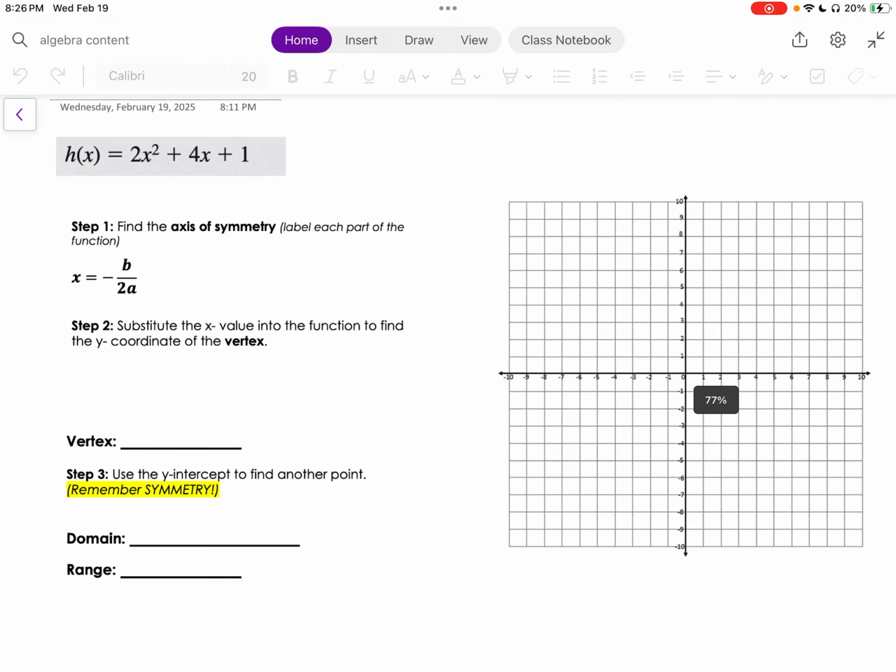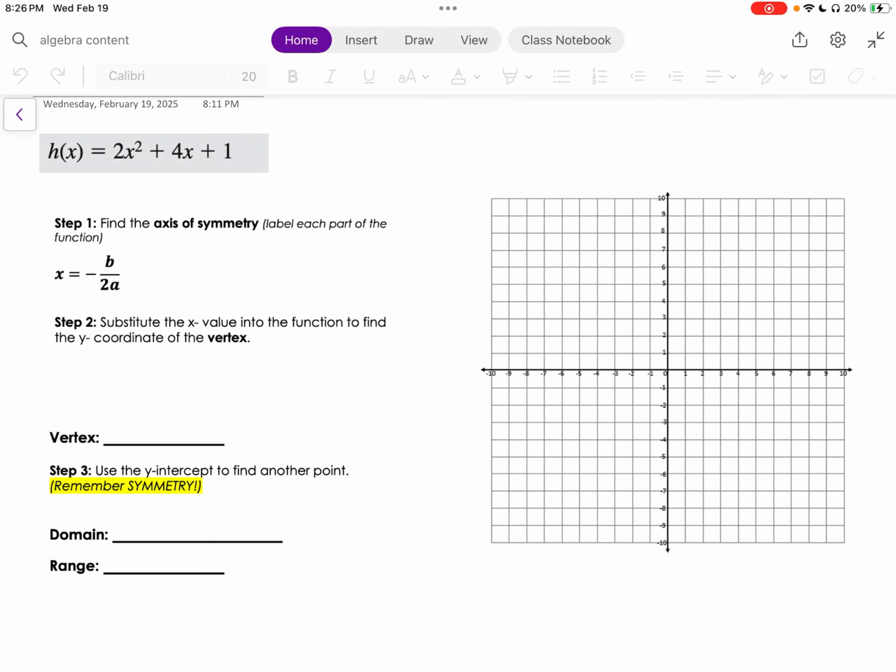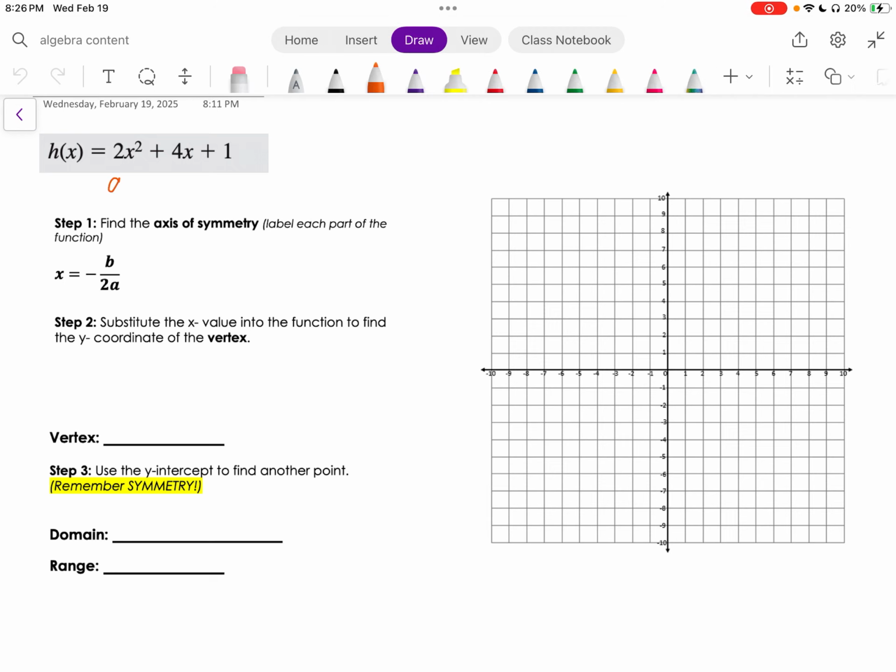We're going to go ahead and start by graphing quadratic functions where our a is positive. The first thing we want to do is make sure that when we look at our function, we start to label. So I want us to be able to recognize that a is 2, b is 4, and c is positive 1. This quadratic function is already written in standard form.